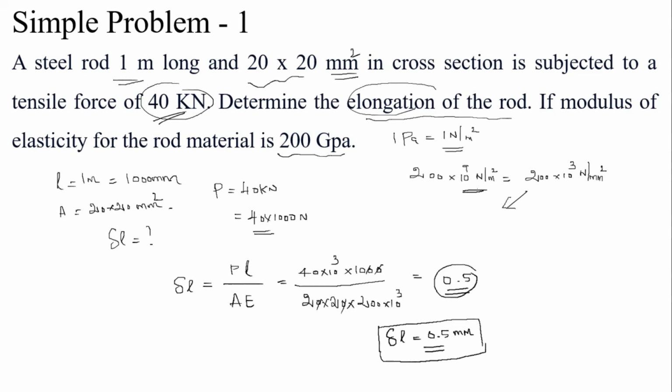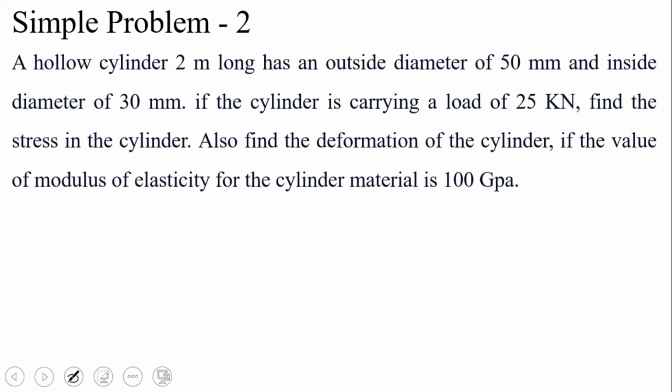Okay. Now let us solve the second problem. It's a very simple problem. A hollow cylinder 2 meter long has an outside diameter of 50 mm and an inside diameter of 30 mm. If the cylinder is carrying a load of 25 kilonewton, find the stress in the cylinder.